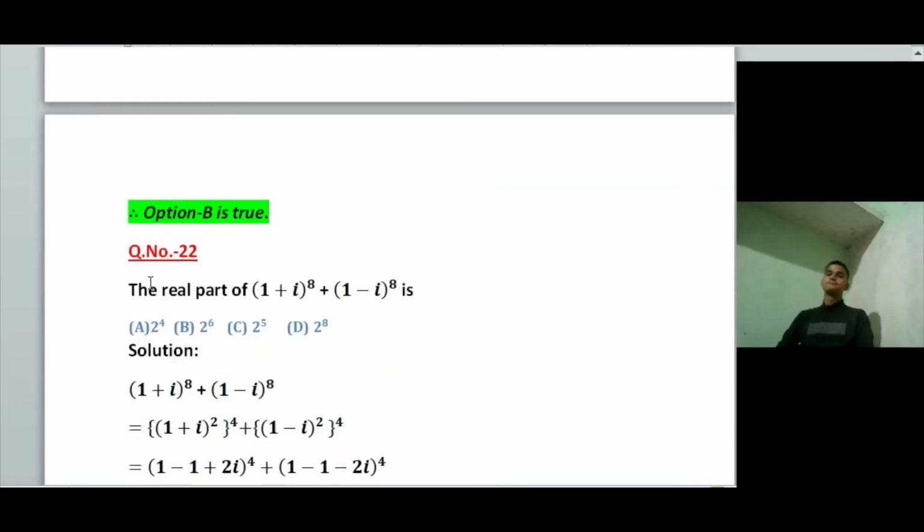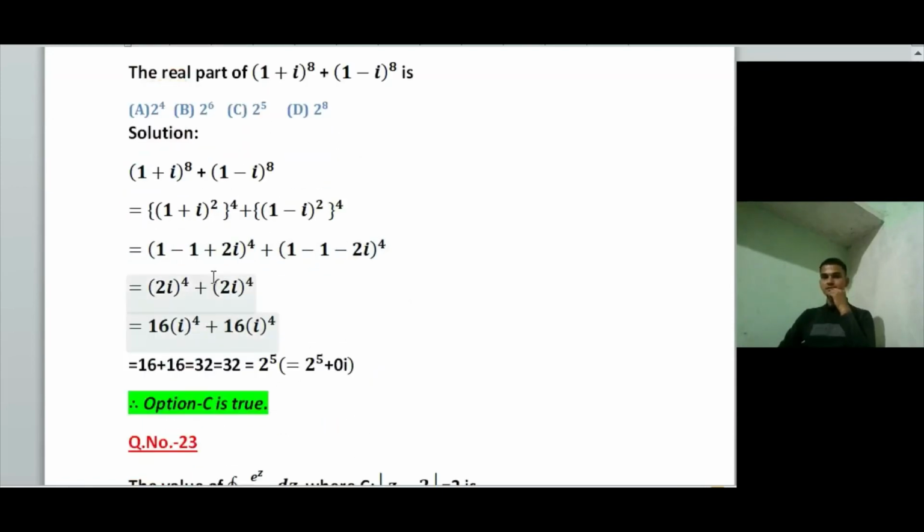So now we will go to question number 22. What is given in this question? It asks for the real part of this: 1 plus i, the complex number, to the power 8, over 1 minus i, the complex number, to the power 8. So we have to find out the real part of this.